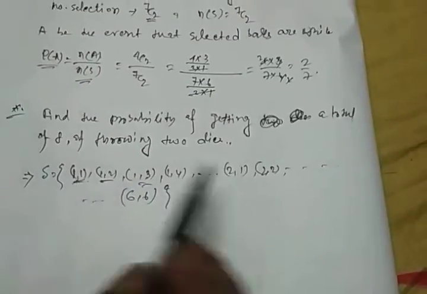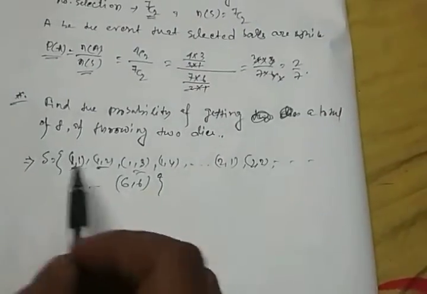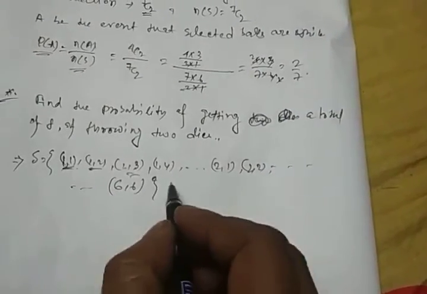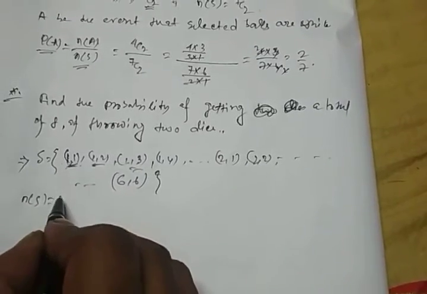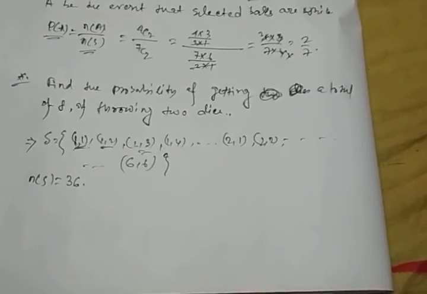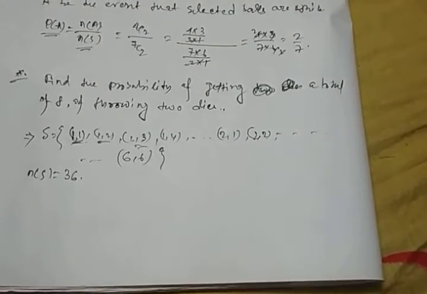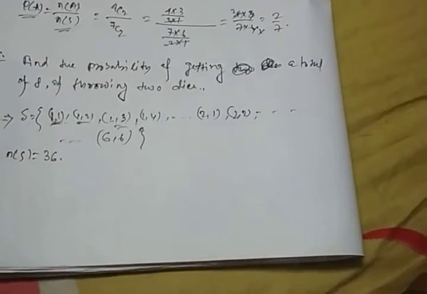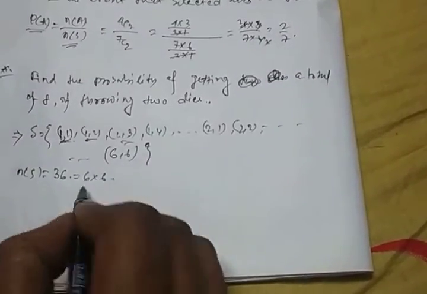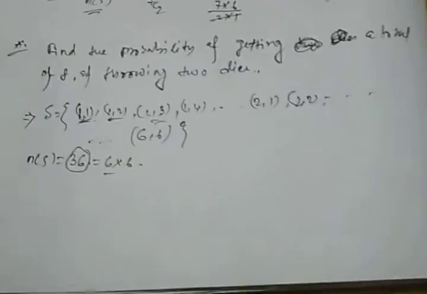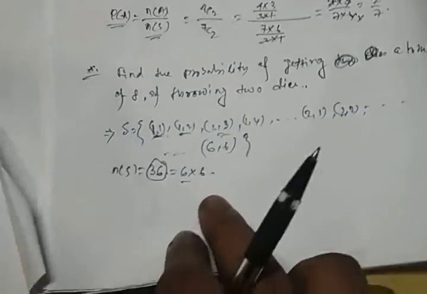So if we calculate these events, we will get the total number of outcomes, that is n of S, which will be 36. As the first die can have a total of 6 outcomes, 1 2 3 4 5 6, in each of these 6 outcomes the second die also gets 6 outcomes. So the total number will be 6 into 6, which is 36. Now we have to calculate the event.